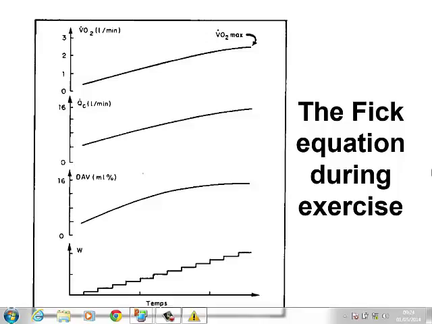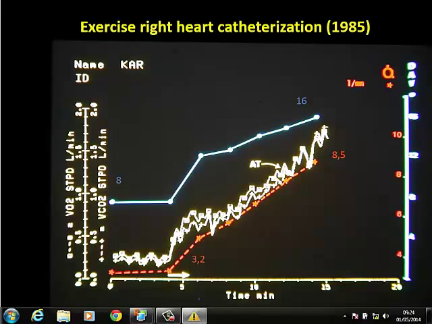And when you perform a graded exercise, you will increase cardiac output. You will extract more oxygen until a fixed level, and you will reach a maximum value of the exercise, which is what we call the maximal oxygen consumption, the famous VO2 max.